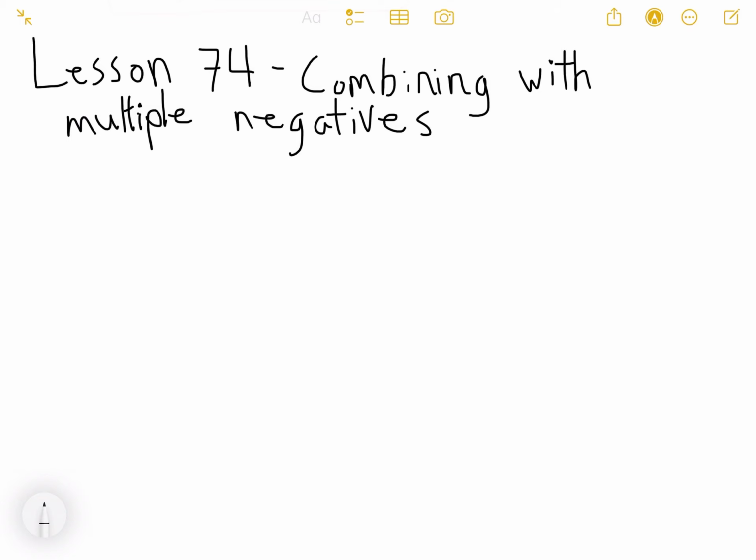Alright, combining with multiple negatives. The title of this chapter is actually inserting parentheses in order of addition, but I think this title more accurately describes what's going on here.